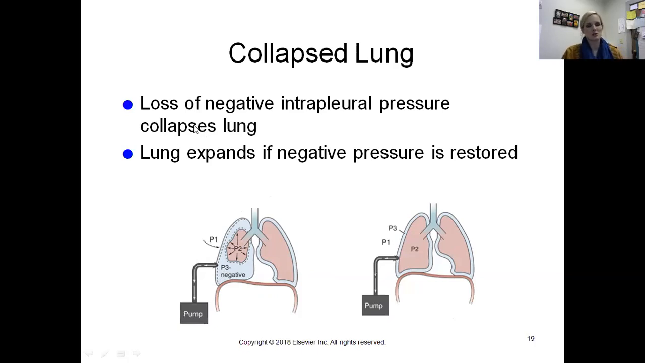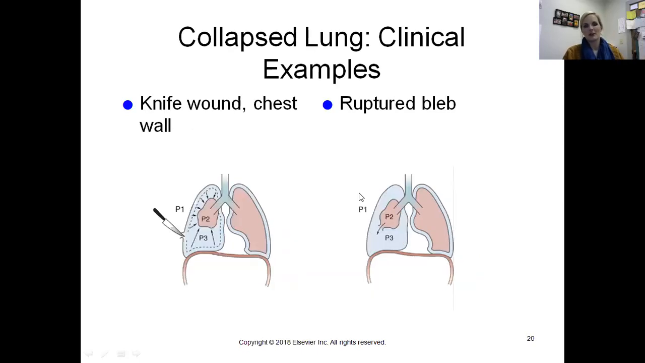So that's what that shows: loss of negative interpleural pressure will collapse the lung, and the lung will expand if that negative pressure is restored again. So that's showing you that if we take a pump in that hole and actually pump air out of that pleural space, then that lung will go back to normal.